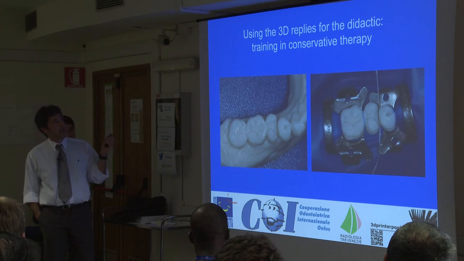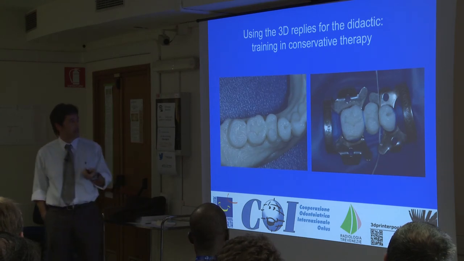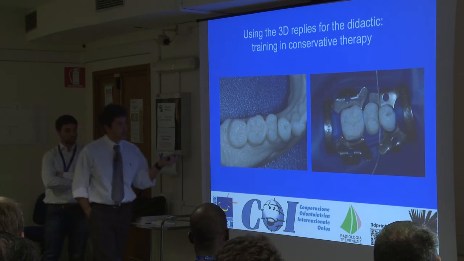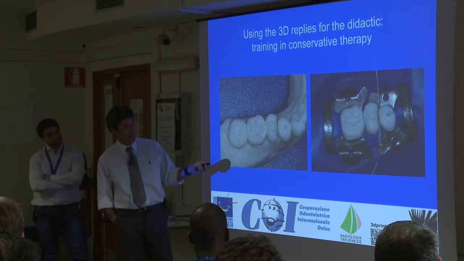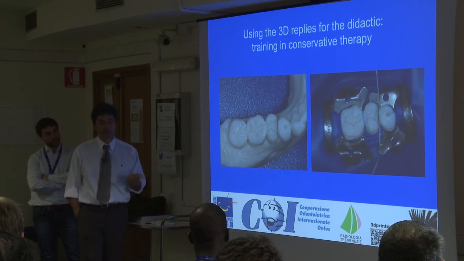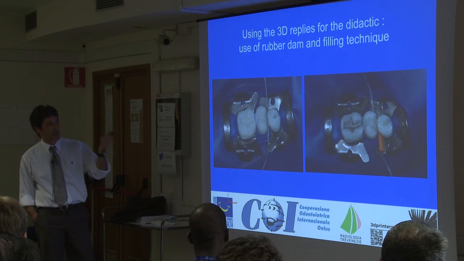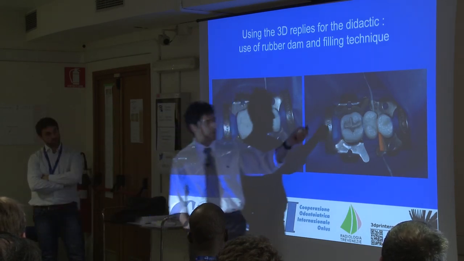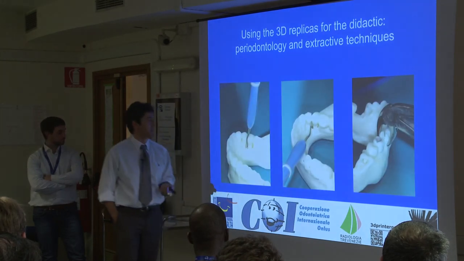Sometimes I use the 3D replicas for didactic purposes in conservative therapy. I ask my pupil to prepare the decayed teeth, and then to use the dental rubber dam to isolate the theater of operation, and then to use dental floss and wedges and fill the teeth with amalgam silver restoration or with composite restoration, the white one.